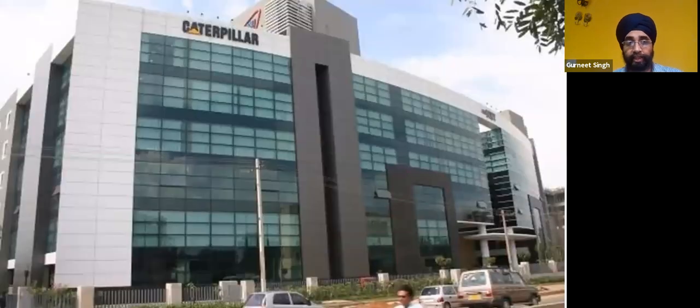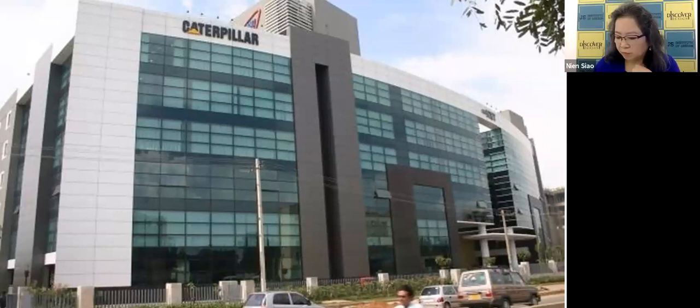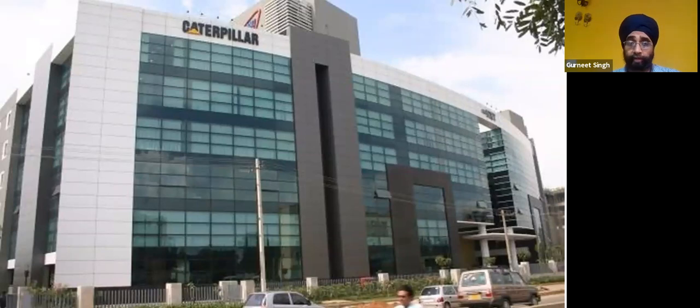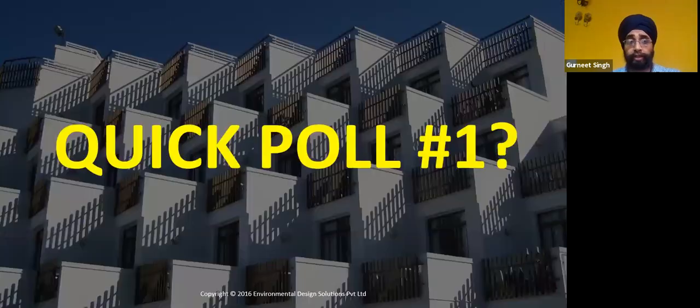And this is another one, a building in South India. If you see, because of the glass and the architecture and our location in India, there is a huge potential to harvest daylight and the benefits from daylighting, provided it is designed in a proper way. So now let's have a quick poll to try to understand.